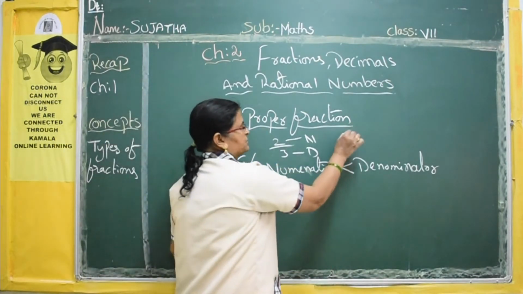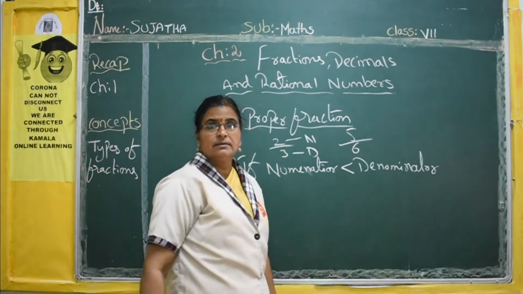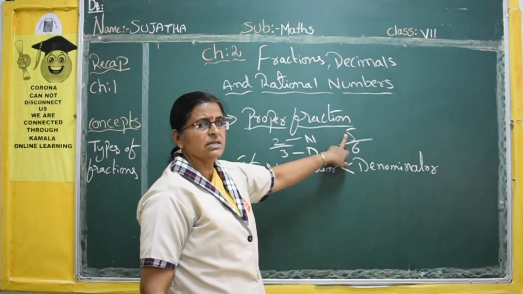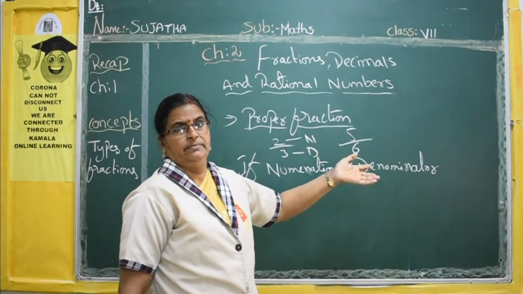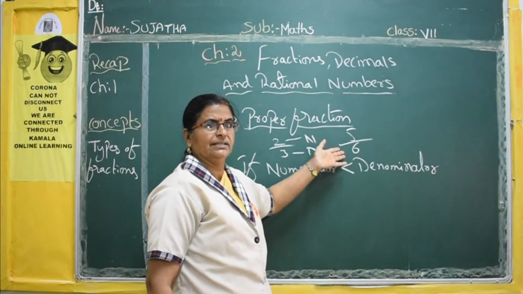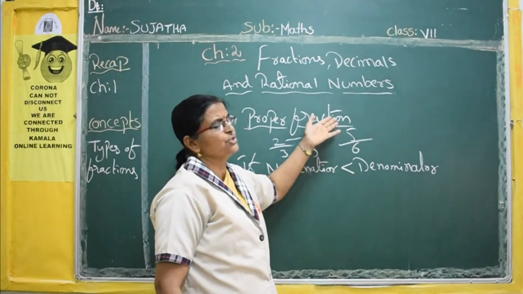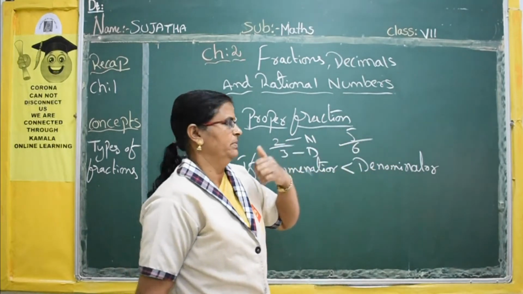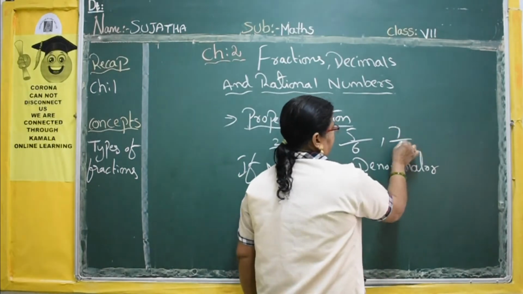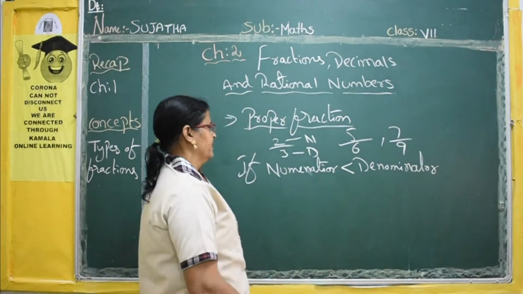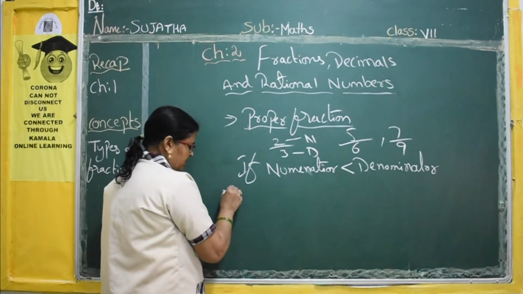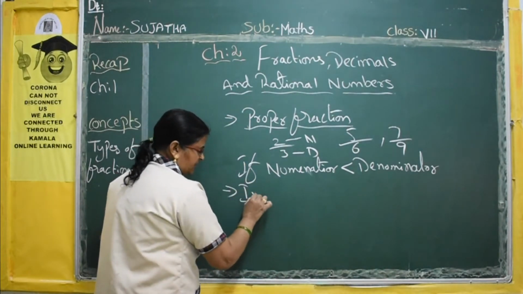Understood? This one, is this a proper fraction? Yes. Why? Because 5 is less than 6. Denominator will be greater than the numerator, otherwise numerator is less than the denominator. Now, is 7 by 9 a proper fraction? Yes. Now, this is a proper fraction. Next one is improper fraction.